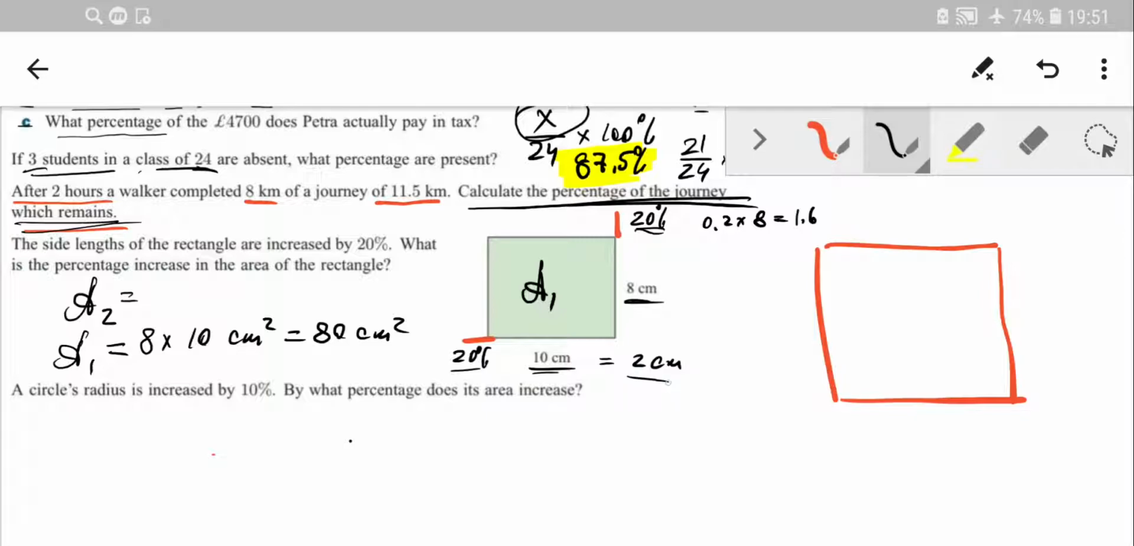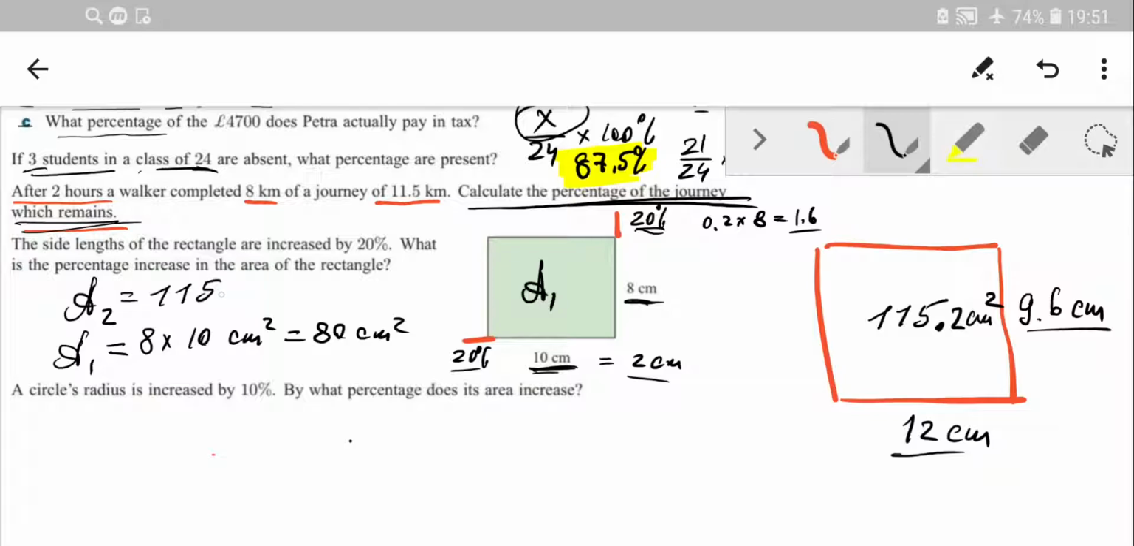So if 2 centimeters add up to 10, the full side is going to be 12 centimeters, and 8 and 1.6 becomes 9.6 centimeters. Let's calculate the area. So 12 times 9.6. So we'll get 115.2 centimeters squared. So that's the final area.